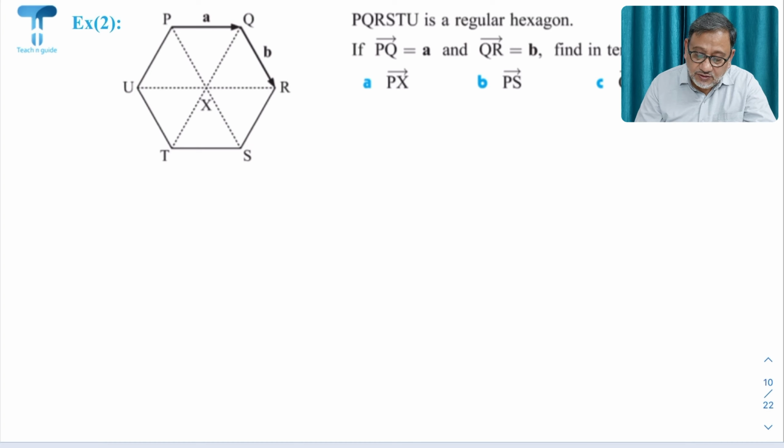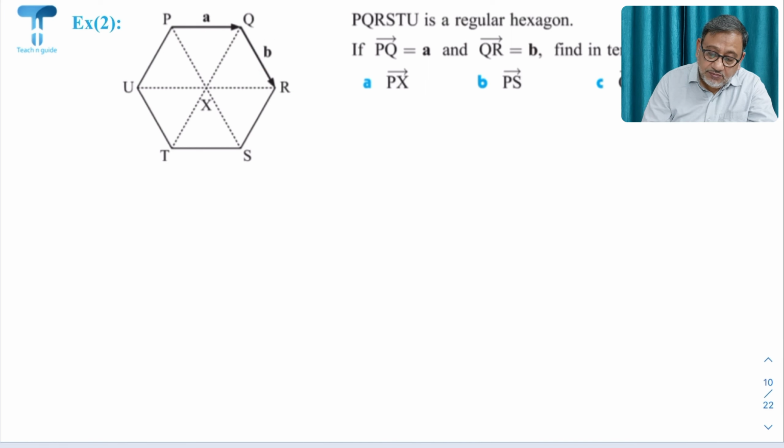This is a hexagon. So PQRS is a regular hexagon. PQ is A. Okay, this is A. QR is B. This side is B. Okay. Yeah, PQ is A and QR is B. Find in terms of A and B vector PX.